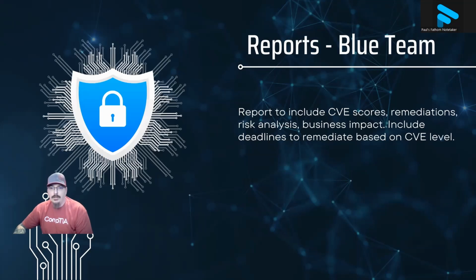The types of reports that you are going to do are going to be like a blue team report, to include CVE scores, remediations, risk analysis, business impact. Include deadlines to remediate based on CVE levels. Again, there are templates in the wild. There are professionals that give back to the community. Maybe you might want to talk to a blue teamer that already knows how to do this. It is a team sport. That's what we did. That's the name of the game of cyber.